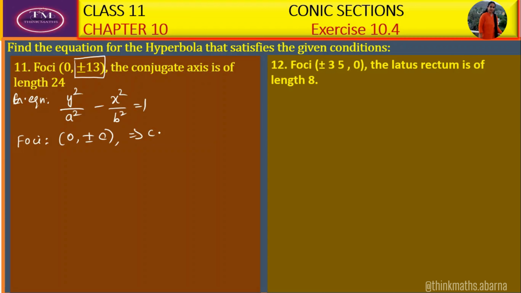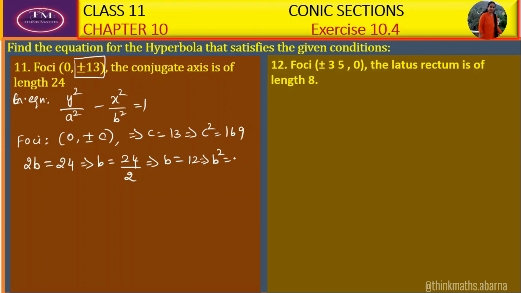So c will be equal to 13. That means c square is 169. Next, what is given? Conjugate axis. Conjugate axis means 2b. 2b equal to 24. So that means b is equal to 24 by 2, since this 2 is in product, it will come to division when we change the sign. That means b is equal to 12. So b square equal to 12 square, which is 144.